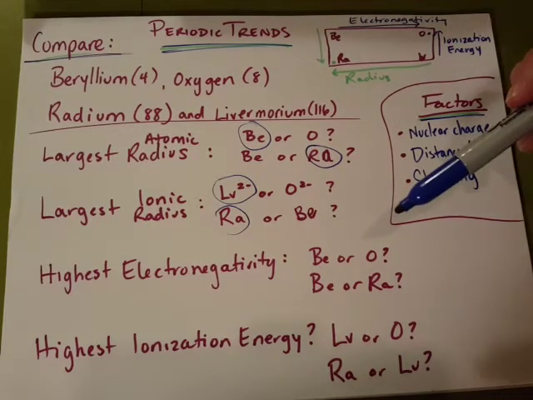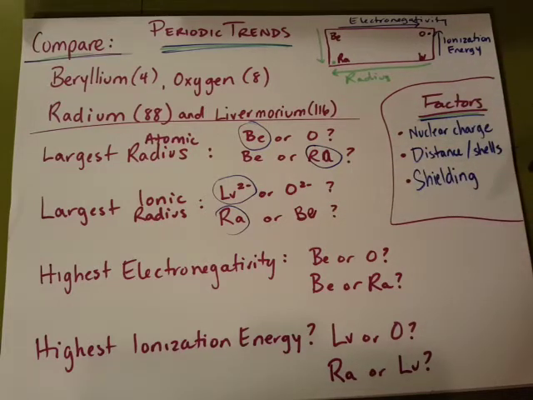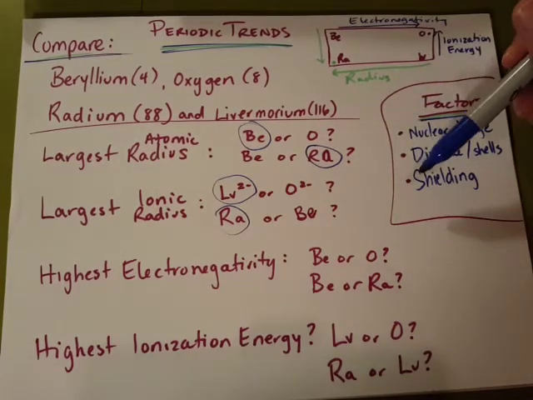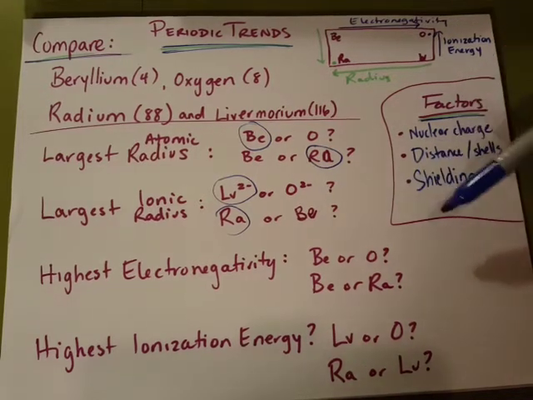Electronegativity is basically referring to the affinity that the element has for an electron. What kind of pull does it have? Does it want to, let's say, rip an electron off of another bypassing atom?